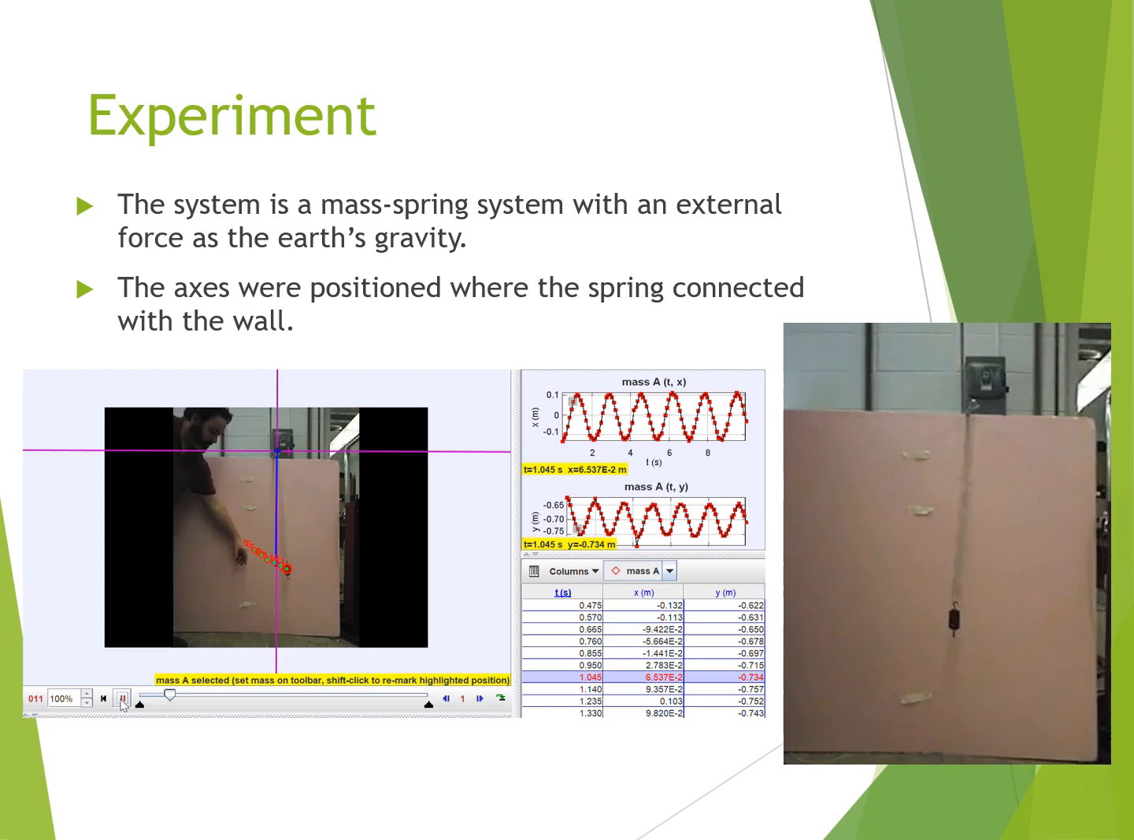The experiment. The system is a mass spring system with an external force, which is Earth's gravity. The axes were positioned where the spring connected with the wall. And here's the video. On the right, you can see the X position and Y position versus time, and on the left, you see the video of the mass moving.